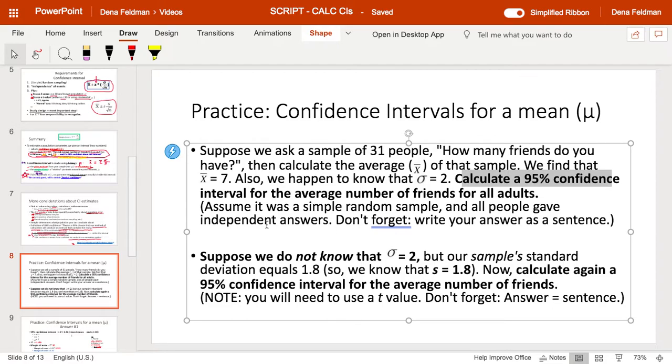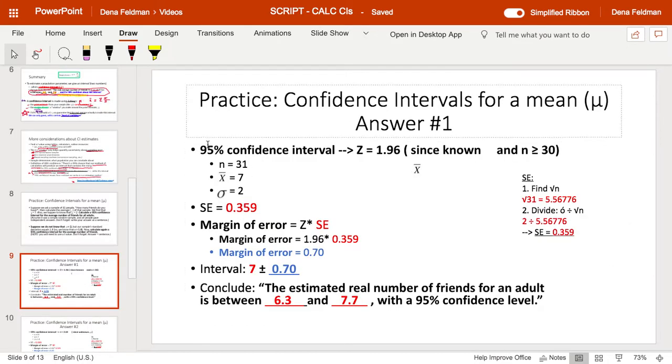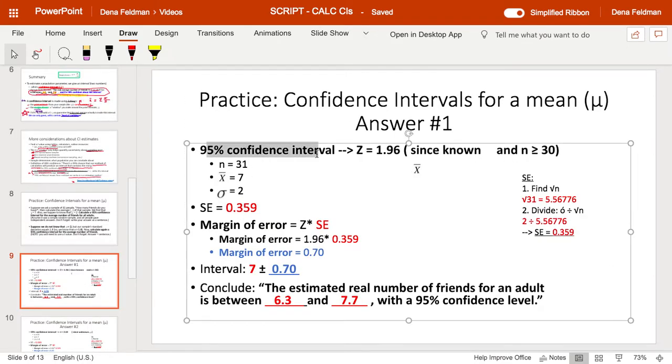And for the sake of our calculations, I'm assuming that the scientists who did this took a good simple random sample, and that it happens to be that all people gave independent answers. Just things that allow our confidence interval to have meaning. So the steps that I did, again, let's just look at that first question. It says, okay, 95% confidence interval, I look up a z number.